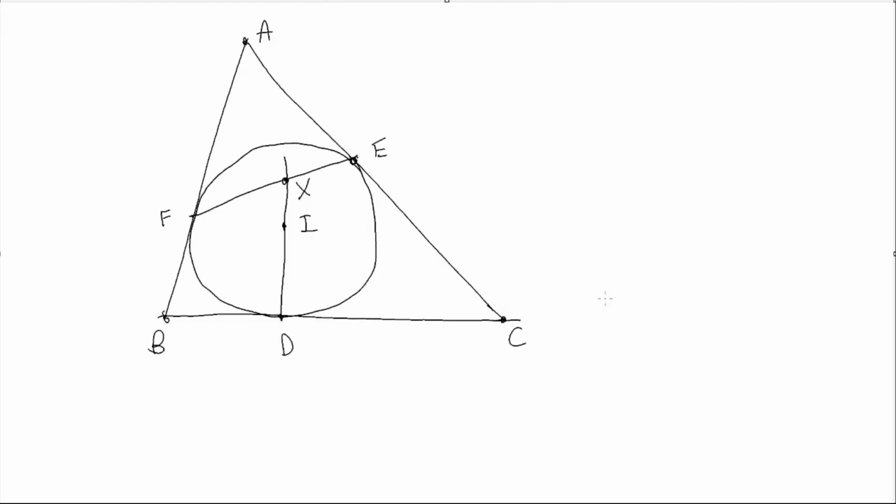However, we can say even more about the midpoint than just that it is the midpoint of DE when we have E down here. In fact, if we let X be the intersection of DI and EF, where this time E is the tangency point of the incircle with AC, and F is the tangency point with AB, if X is the intersection of DI and EF, then it turns out that AX intersects BC at its midpoint.